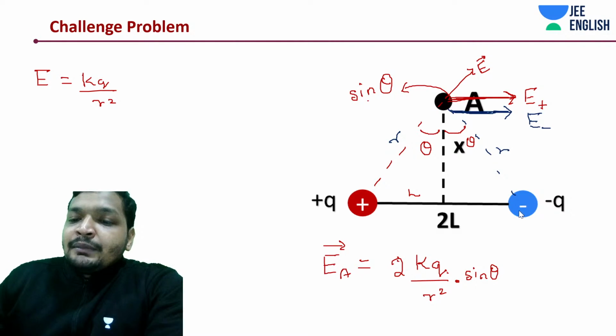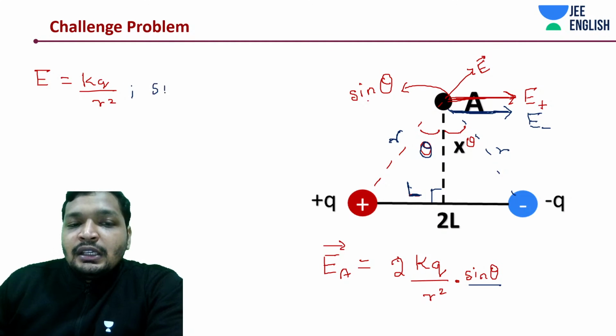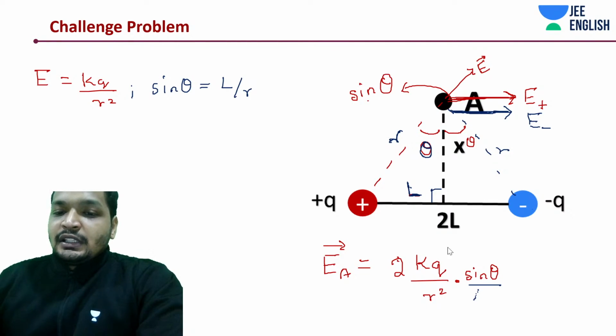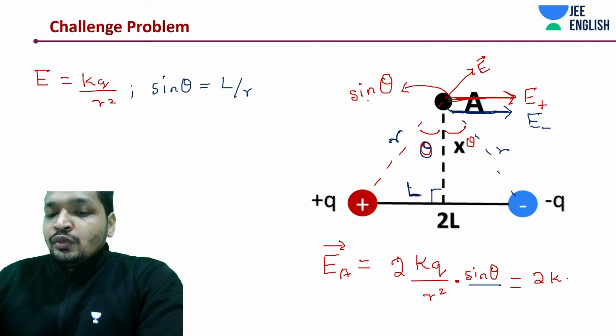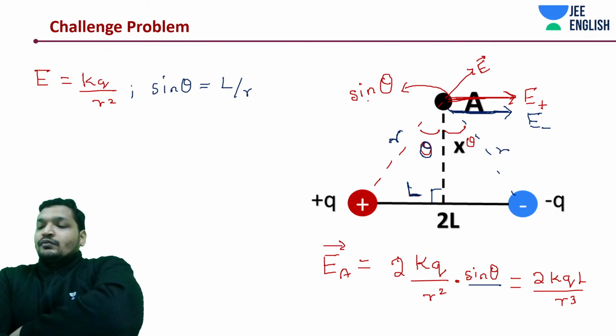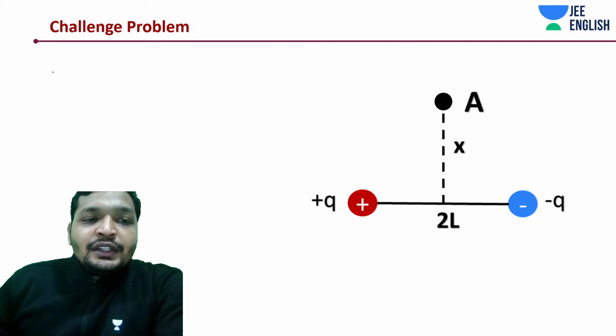Now here comes the catch. What is sine theta? Can you have a look at this triangle? We have L over here. This is the theta. This is the R. This is a right angle triangle. What is the sine theta? Sine theta should be L by R. If you just substitute that value, what do you get? Let's first substitute the value and then simplify things. 2 into k into q into L divided by R cube. Simple. Let's move on.